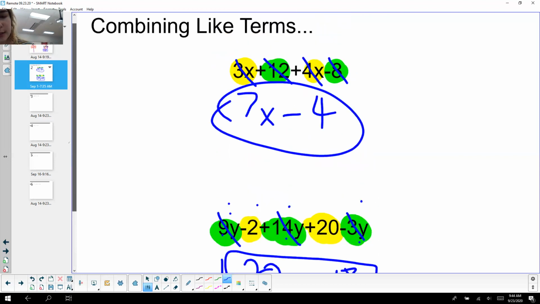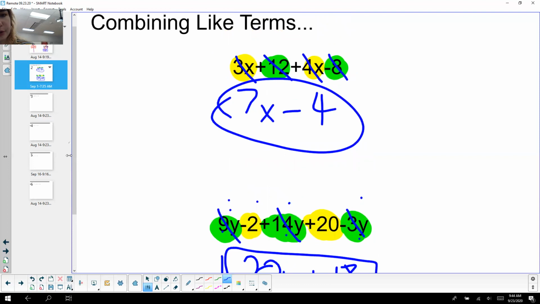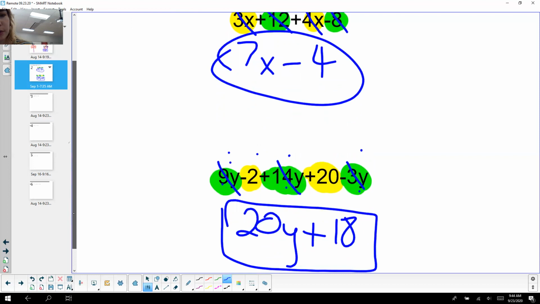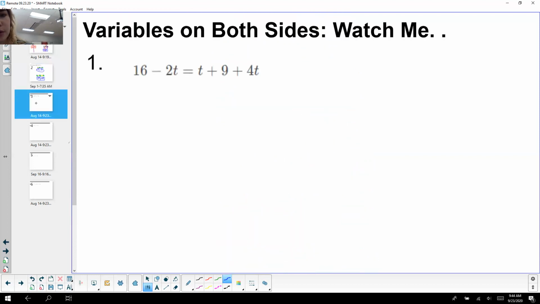Again, I just wanted to practice that skill really fast before we moved on to some more complex equations that involve this skill. All right, variables on both sides. Go ahead and watch me do this problem. You can write it down and follow along if you'd like. I'm going to go ahead and make it a little bit bigger for me.